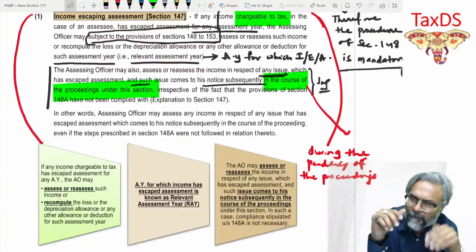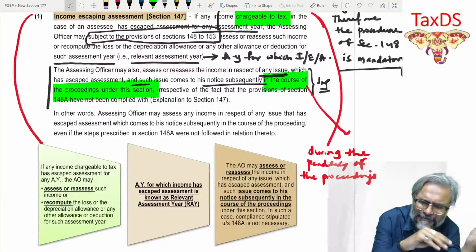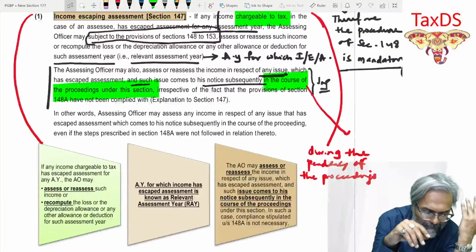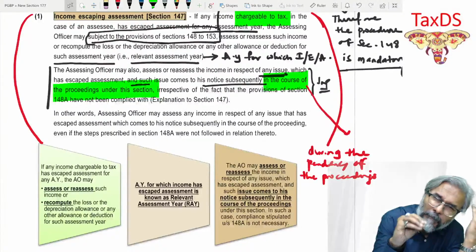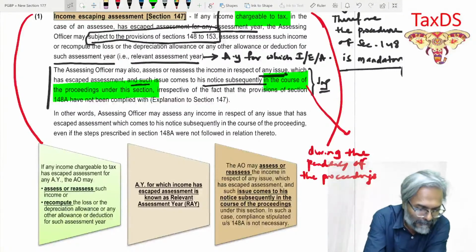This is what this particular paragraph is all about. Now, this is not an amendment. This was also there in the last, from day one. But this always is an important part of the provision, student. Always. So just keep that particular point in mind.